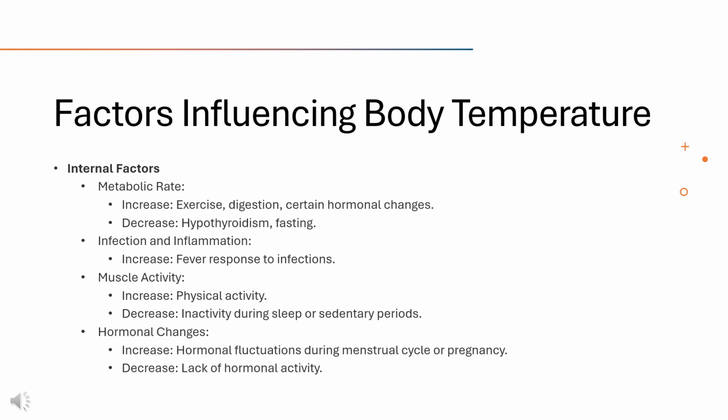Let's talk about metabolic rate and how it affects body temperature. When you're active, like during exercise or even while digesting food, your metabolic rate goes up. This means your body is working harder and producing more heat, which can raise your body temperature. Hormonal changes, especially with thyroid hormones, can also crank up your metabolism and heat you up a bit. On the flip side, if your metabolic rate is lower, maybe due to conditions like hypothyroidism, or if you're fasting, your body cools down because it's not generating as much heat. Keeping an eye on these shifts is crucial for understanding and managing how your body reacts to different conditions.